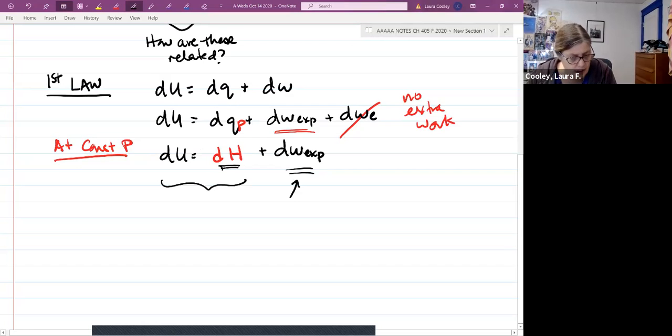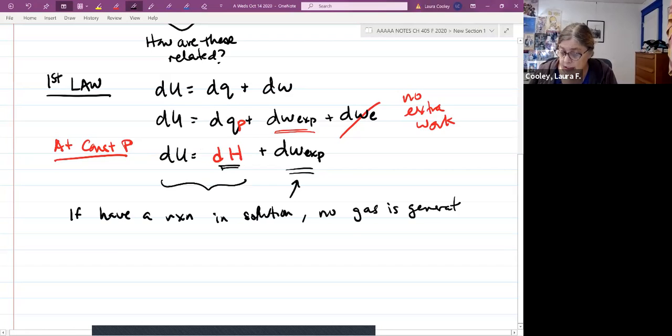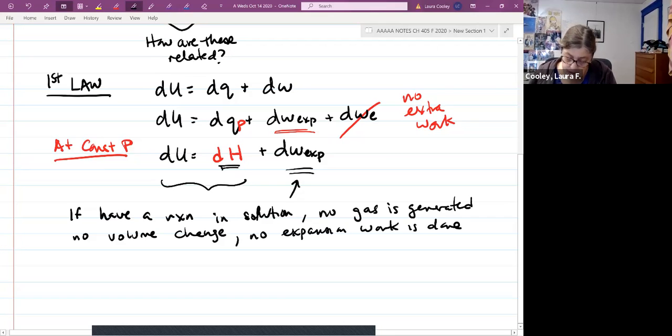Okay, so there are many cases where they are equal. So for example, if you have a reaction and it happens in solution, I believe I gave this to you last time, this is where I ended, and no gas is generated, that happens a lot. So there's really no volume change. No expansion work is done. And then dU would equal dH, or delta U would equal delta H.